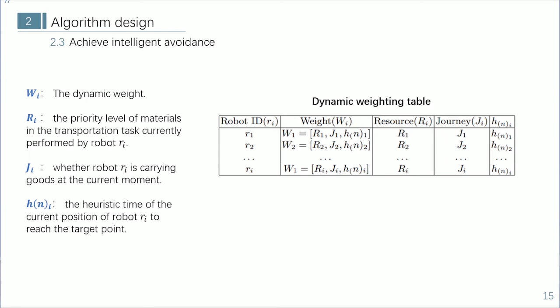Variable GI means whether robot Ri is carrying goods at the current moment. Yes means robot Ri is in the shipment stage, while no means not. Variable HNI represents the heuristic time for the current position of robot Ri to reach the target point.